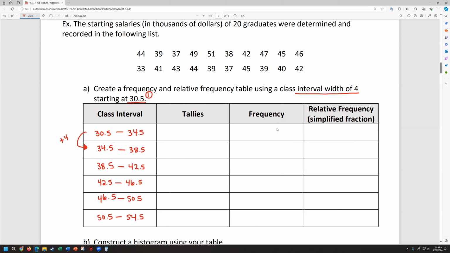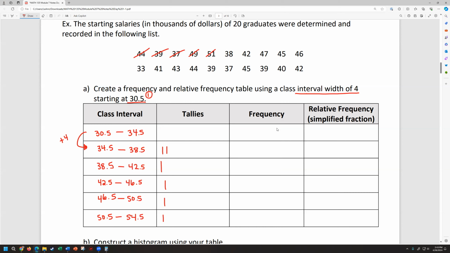But technically, the class width should tell you how to jump from the beginning of one interval to the beginning of the next interval. So that's how you use that 4. Okay, so now let's get our tallies. So 44, I'm just going to mark them off as we go, is in this one right here, 42.5 to 46.5. 39 is going to be in 38.5 to 42.5. The 37 is in this group. 49 is in this group. 51 is in the last group.